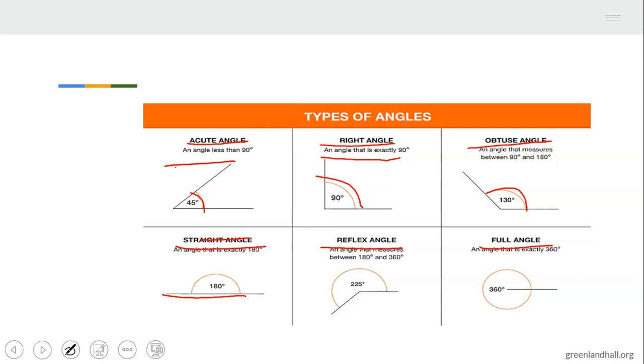You can see what you have inside here is now obtuse. It depends on the amount of turn that will tell you which kind of angle you have inside, and the one you have as reflex angle. Then a full angle is an angle that is exactly 360 degrees.